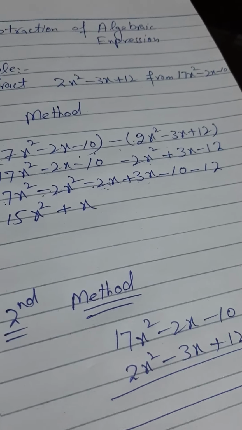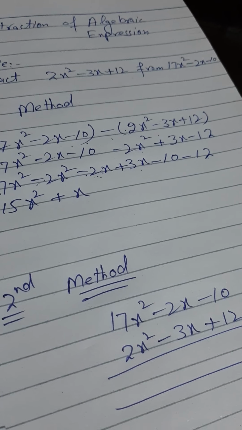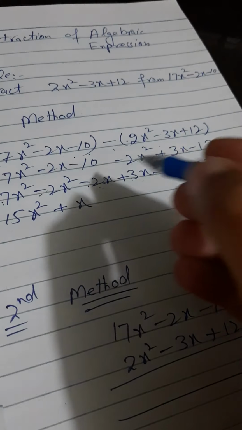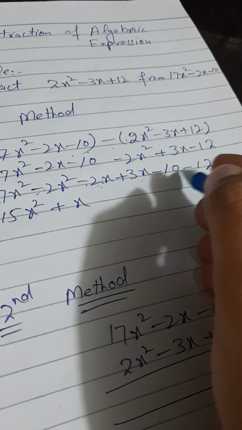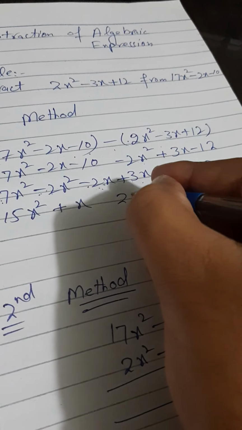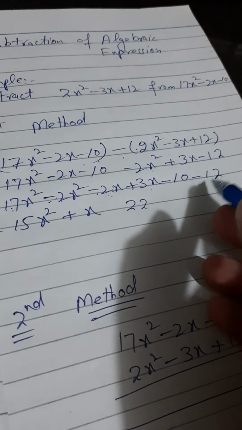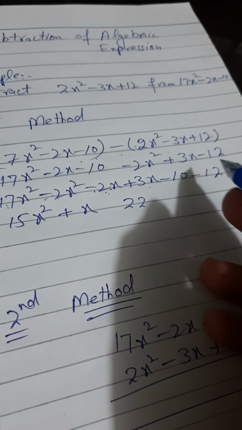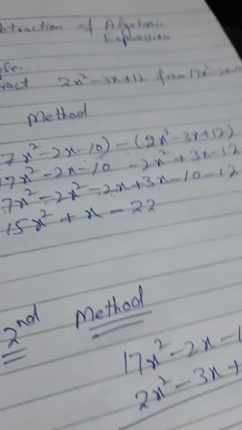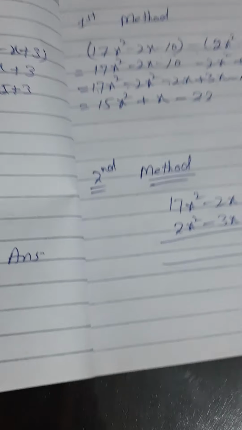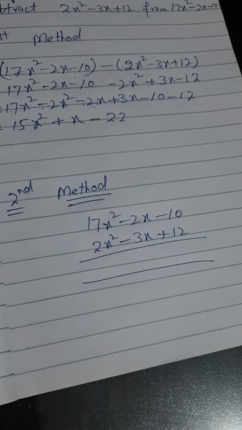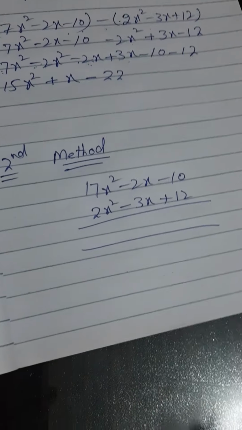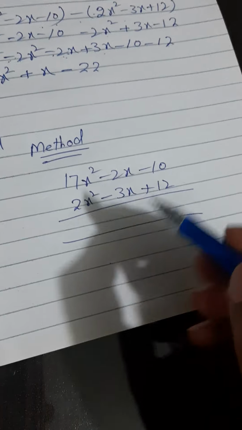Now the last step, there is negative 10 and negative 12, so both have the same sign, so we add these two numbers, 10 and 12, and we get 22. And which sign do we use with the greater number? It's 12, we use this sign. Now we are going to solve the same question with the second method.